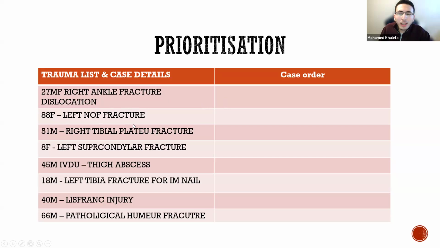Neck of femur fracture, again, if this patient, what type of fracture? Is it for a hemi, or is it extracapsular? When will the patient breach? Any comorbidities, especially diabetes, dementia, pacemaker, blood thinners. Okay. 51 male, right tibial plateau fracture. Again, what type of tibial plateau? Is it complex? Is it simple? How old is the fracture? Is there any other associated injuries?